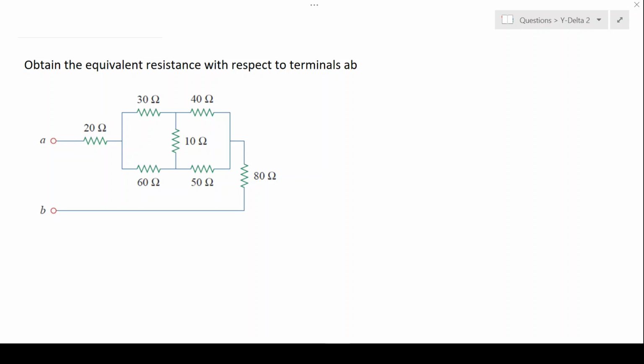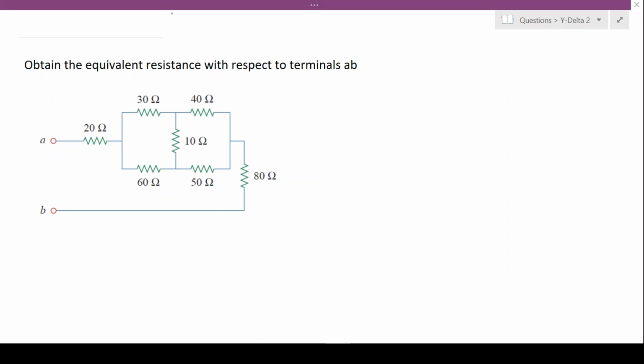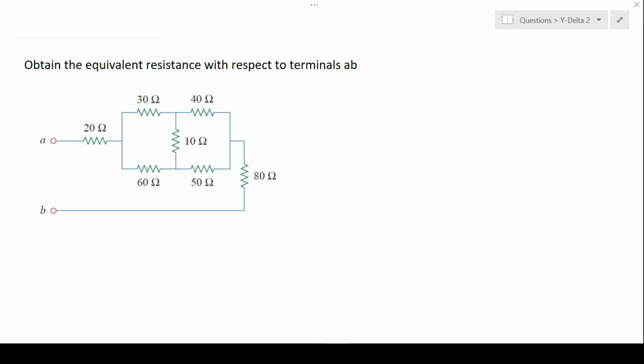Hello everyone, and welcome to this example recording on equivalent resistance circuits, specifically Y-delta transformations. In this example, we're requested to determine the equivalent resistance from point A to point B, which is going to be the resistance looking into the circuit.